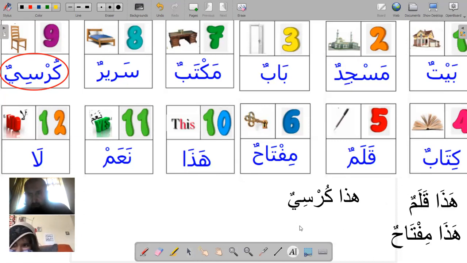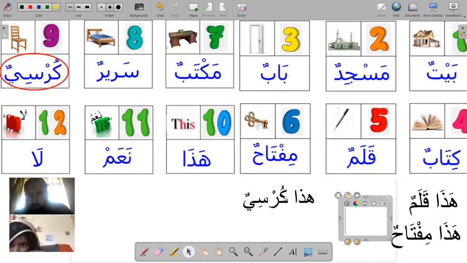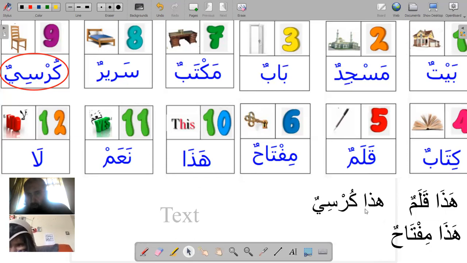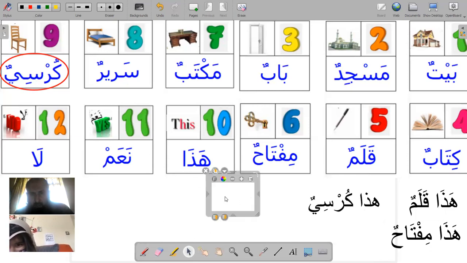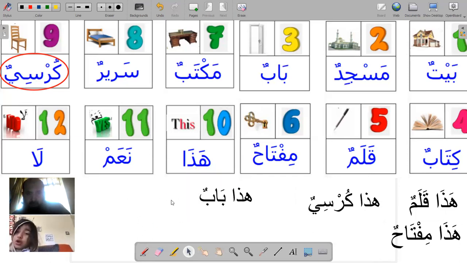Okay, get this one. Okay, see this one. Hada, we don't need it. Hada. This is a door. Yeah, that's it. Yeah, this is a door.